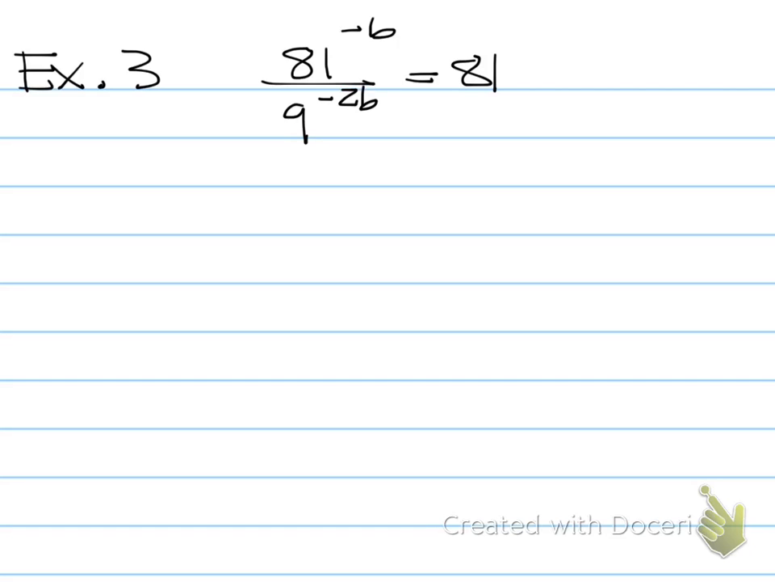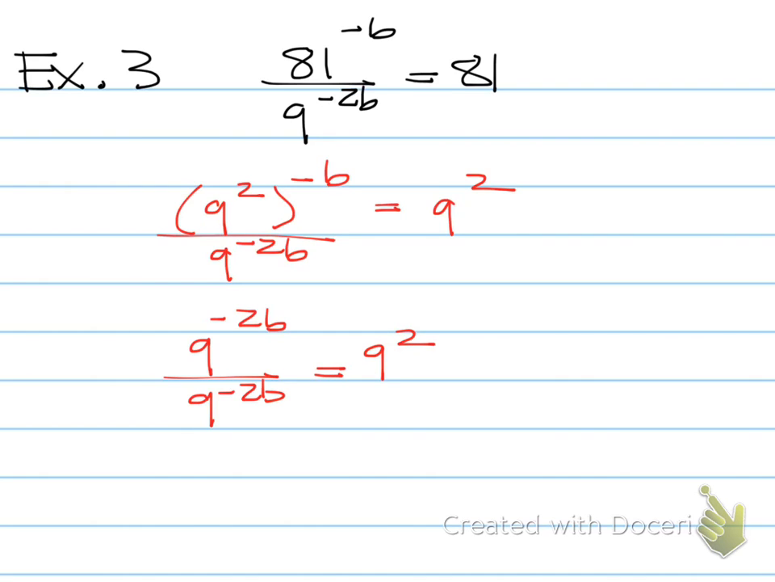Okay, first thing we want to do here is rewrite 81 as 9 squared. And then, since we're raising the 9 squared to the negative b power, we just multiply those exponents. So that's going to give us 9 to the -2b in the numerator. 9 to the -2b over 9 to the -2b is just going to be 9 to the 0 power, which is just 1. And 1 does not equal 81, so there's no solution.